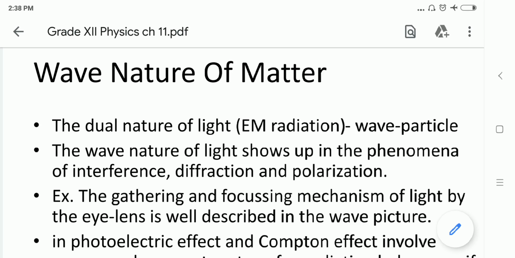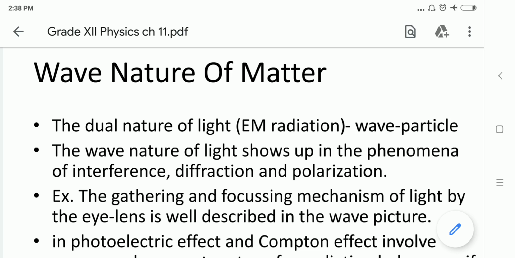The best example is that any object is visible by our eye by the reflection of that light signal from the object, and that particular light signal can be captured by our eye lens. This is the example of the wave picture.